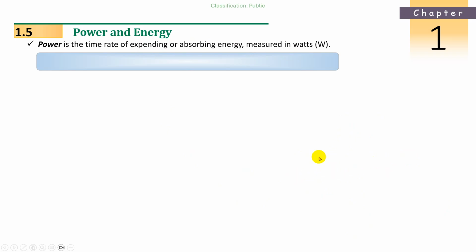For this time, this much is wasted. For that time, this much is wasted. This is called power. It is the time rate of absorbing or delivering energy. Both are the same: delivering means giving, and absorbing means taking, or wasting energy. It is measured in watts.